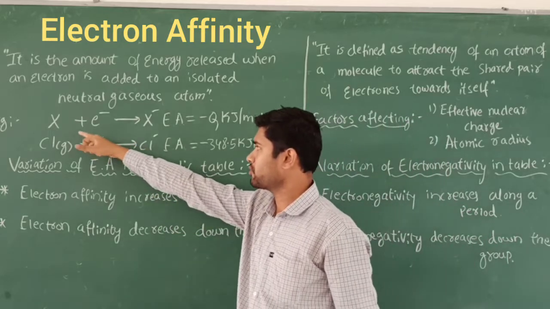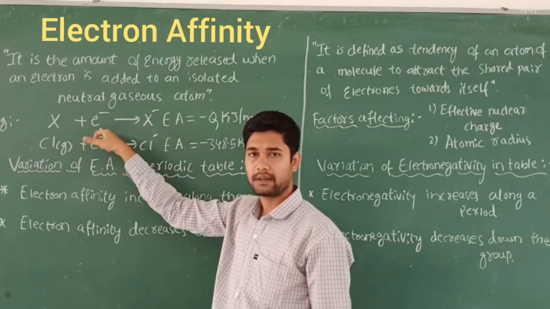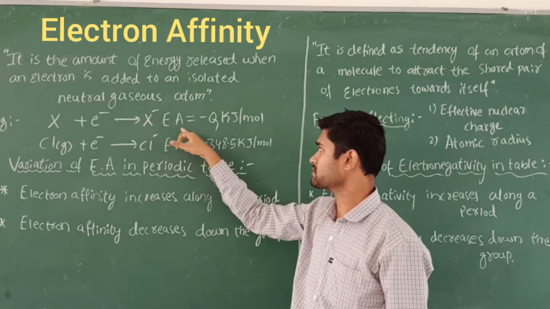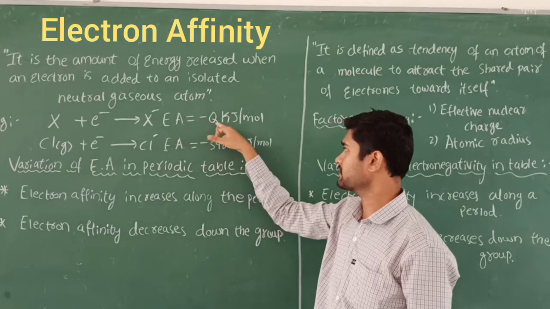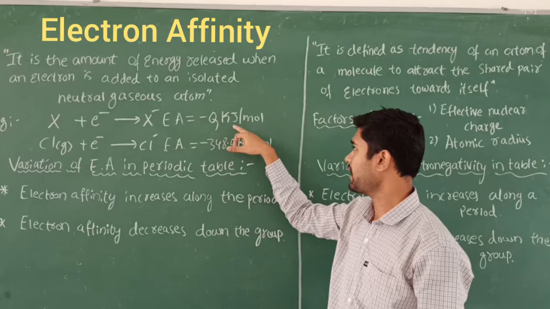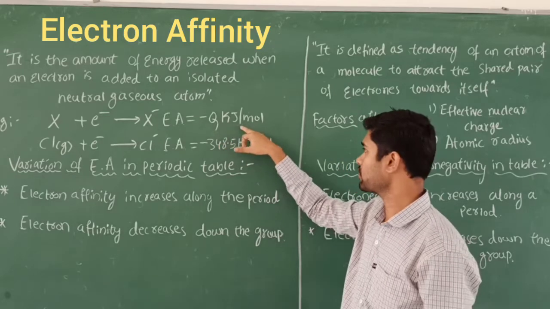So here I am going to take a general X. I am going to put an electron, and now it becomes X minus. That is called electron affinity. Q is nothing but the amount of energy, and it is measured in kilojoules per mole.